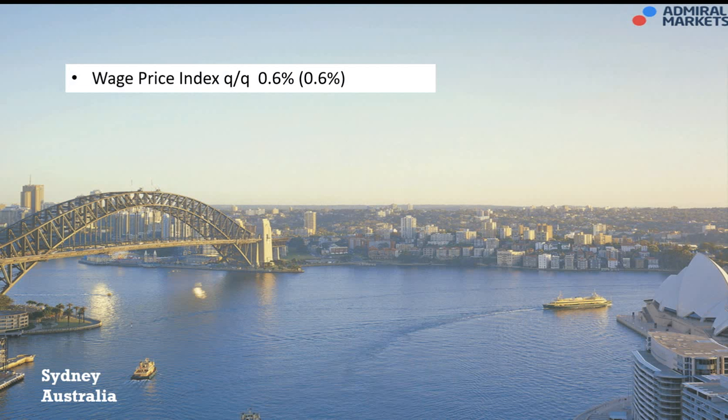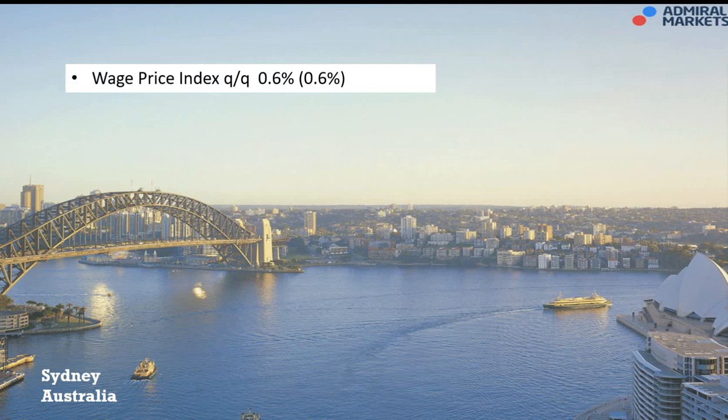Locally, our wage index number came in at 0.6% as the Aussie continued to fall, but that was predominantly based on the US side of the Aussie USD pair, as we are making newer lows on that particular pair at this particular moment.